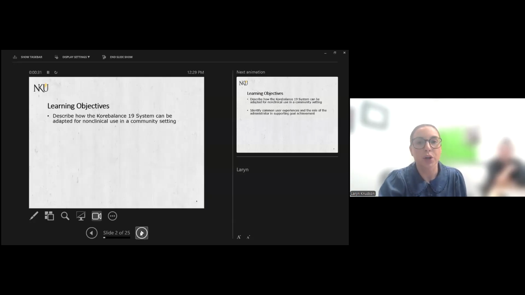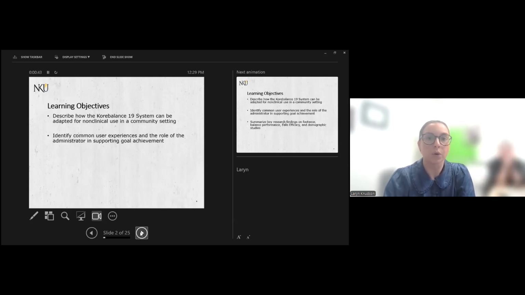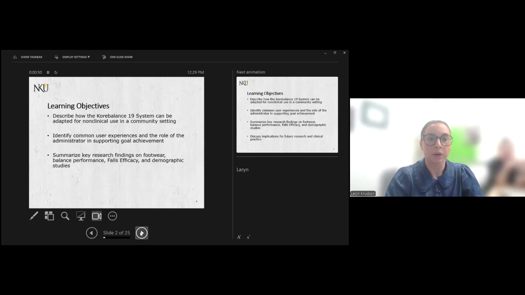All right, so today we're going to talk about something called the KoreBalance 19 system and how it can be used in the community setting. We're going to talk about some user experiences and the role of the administrator in using the KoreBalance 19. We are going to talk about some of the research that we have conducted as a team.